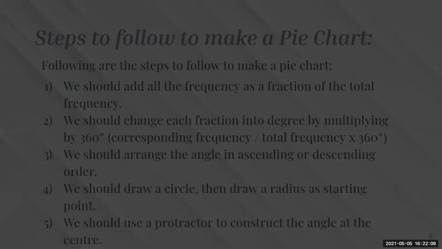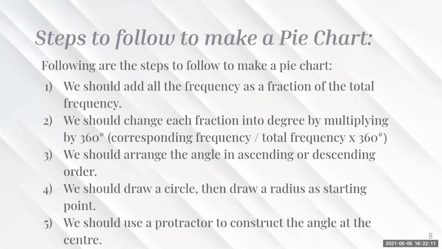Steps to follow to make a pie chart. Following are the steps to follow to make a pie chart. We should express each frequency as a fraction of the total frequency. We should change each fraction into degrees by multiplying by 360 degrees. We should arrange the angles in ascending or descending order. We should draw a circle, then draw a radius as the starting point. We should use a protractor to construct an angle at the center.